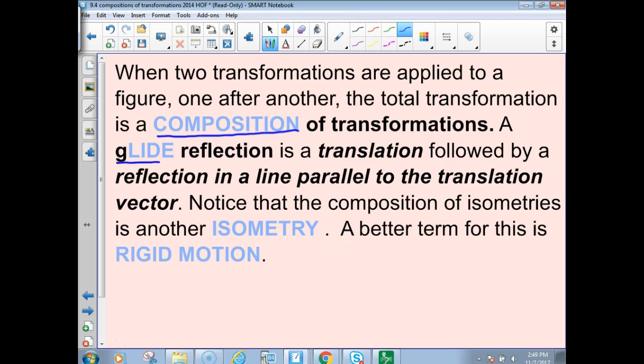A glide reflection is a translation followed by a reflection in a line that's parallel to the translation vector. Notice that the composition of isometries is another isometry. So basically, if you're reflecting twice, the size of the figure is not going to change. That's what an isometry is. A better term for that is the rigid motion. So a double reflection and a translation still will be the same size figure. It's all the same.